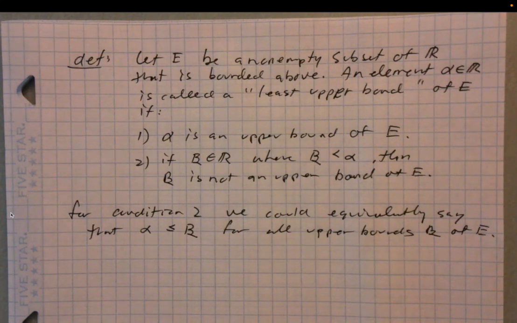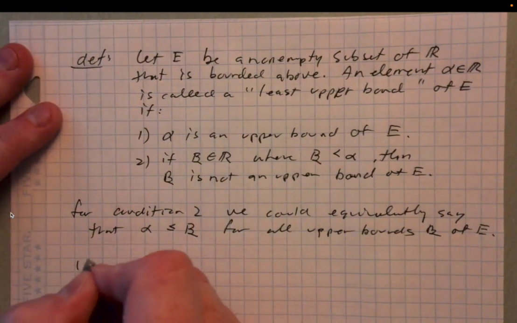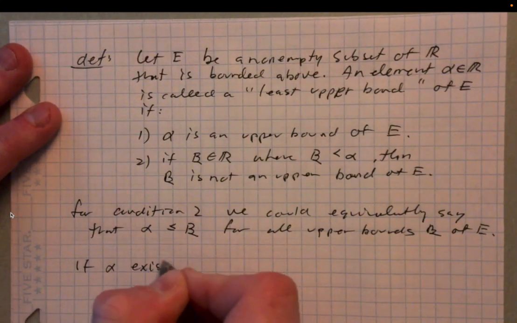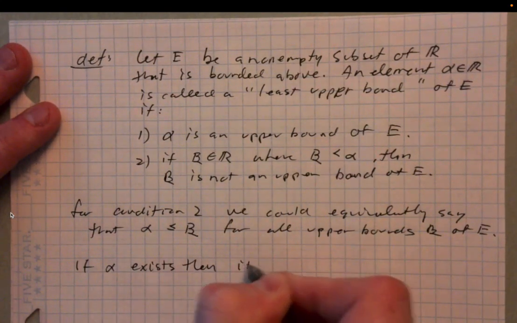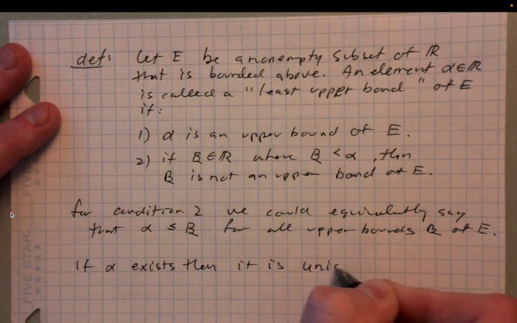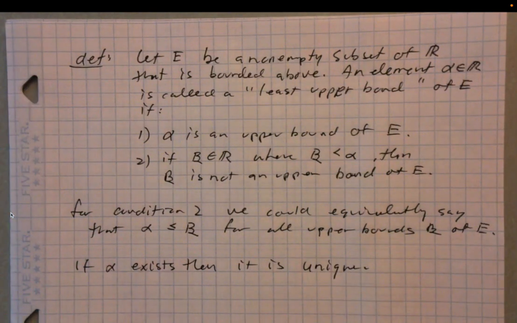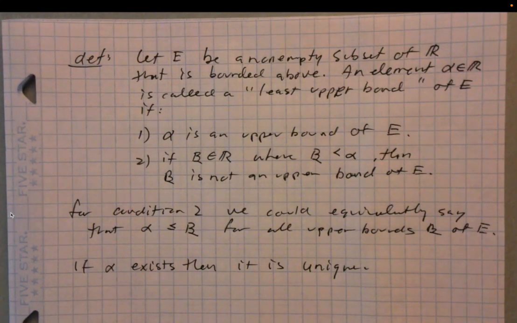Now, another thing that's implied here is that if alpha exists, if there is a least upper bound, then it must be unique. There can't be two least upper bounds, unless they're the same. If you have two least upper bounds, then one of them must be smaller than the other if they're not equivalent.